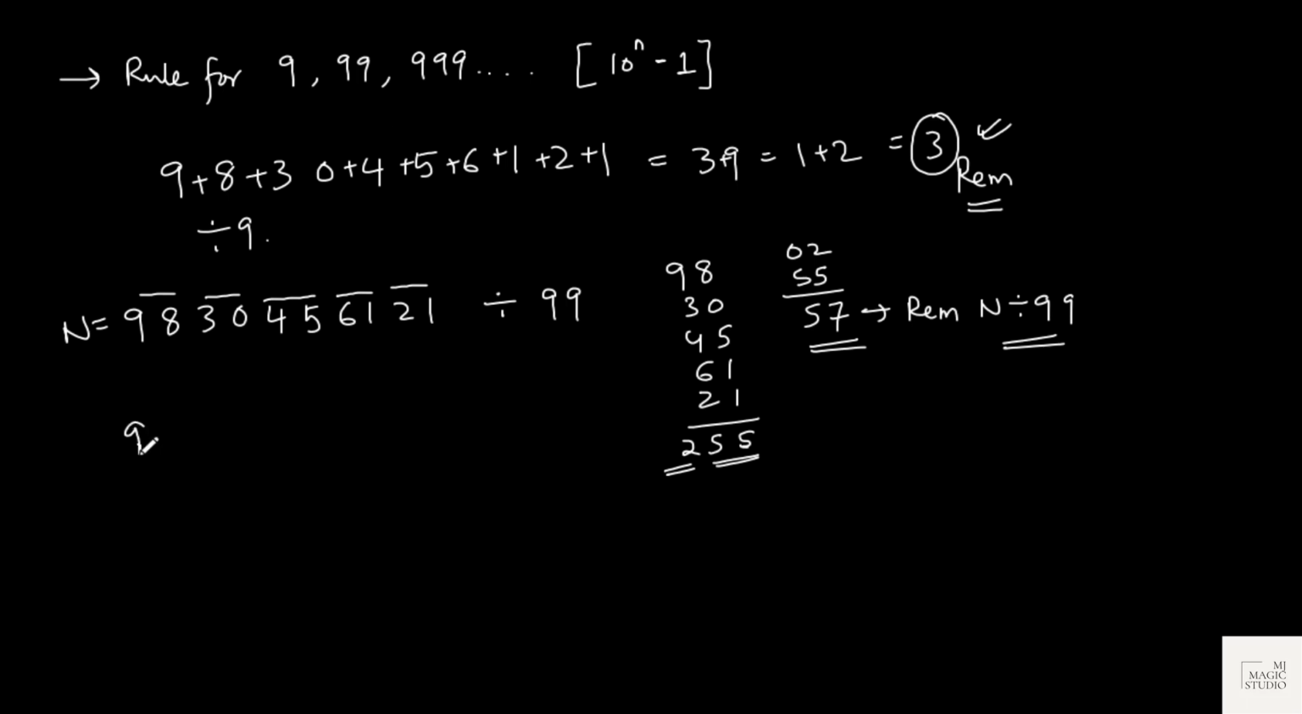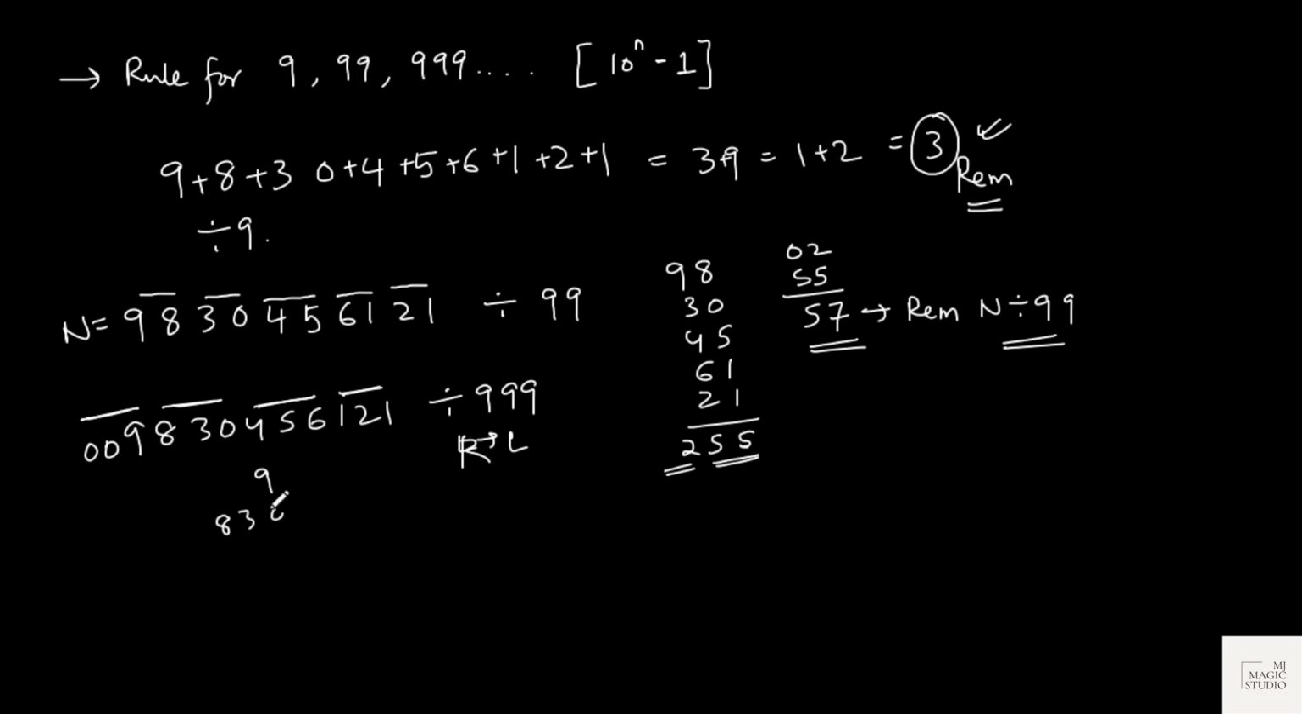Now if I take the same number again, 9830456121, and ask you to check whether this number is divisible by 999 or not, the rule will be the same. We will go from right to left and make groups of 3 digits: 121, then 456, then 830, and we are left with only one digit, that will be 009, and then add up. So it is 9, then 830, 456 and 121.